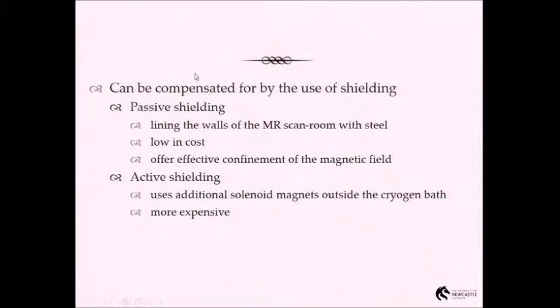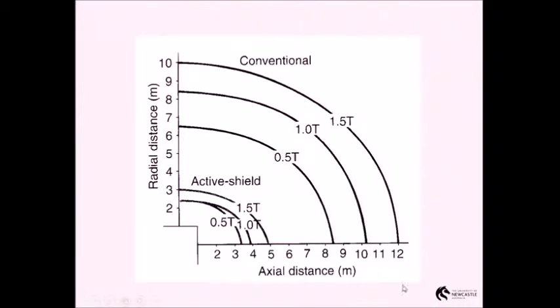In saying all of that, you can compensate for how far the fringe field extends through two mechanisms. One's passive shielding, by putting iron in the walls of the buildings to constrain the field, but that adds to cost and weight. Or you can actively shield it. You basically get a magnetic field to counteract the main one. And here Helen's just given you a bit of an idea. So we can see over here our distance in metres. If it's not shielded, you can see that these fringe fields can have quite a dramatic effect, out to even 10 metres. But if you actively shield it, you can really constrain that field.